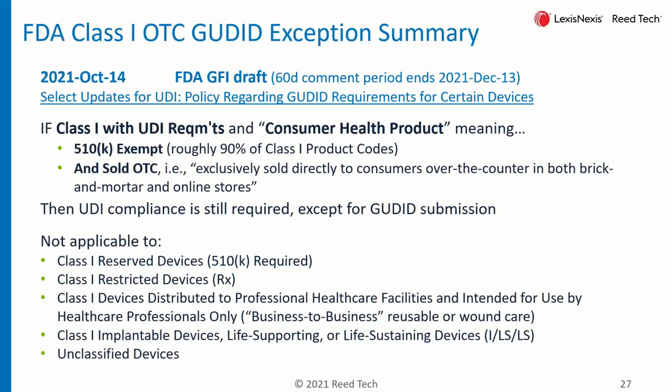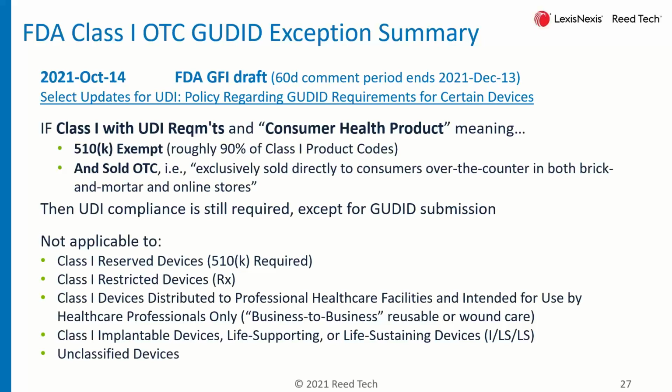It would not apply. And then the life supporting and life sustaining, I did a quick search on that product classification database. I did not actually see any Class I product codes that were life sustaining or life supporting, but the guidance still says if you fall into that category, it would not apply. And then lastly, there's about 100 or so unclassified devices in that database where, again, this would not apply. So that's the details on this particular exception for not requiring GUDID submissions.